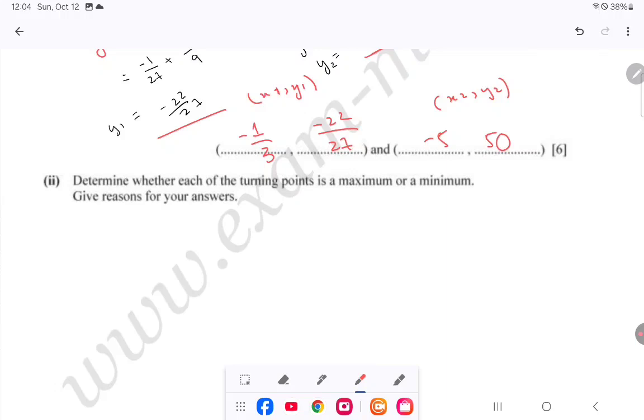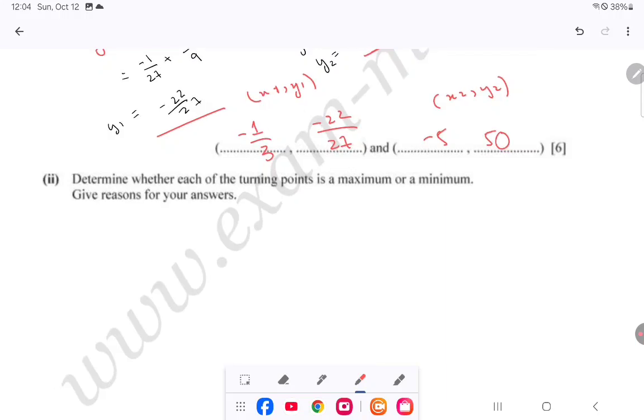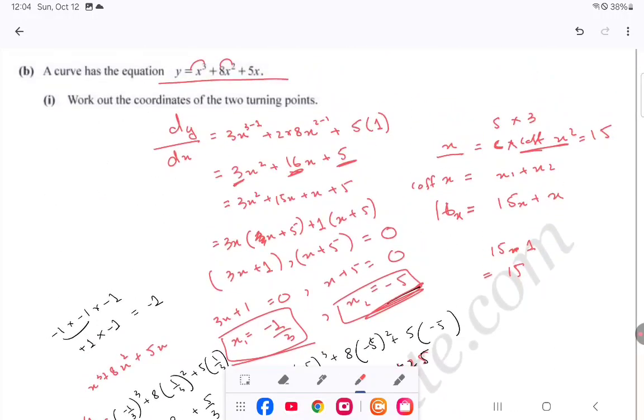Now determine whether each of the turning points is a maximum or minimum. Give reason for your answer. In order to calculate the maximum or minimum, we have to use the formula of the second derivative, and then put the values of x to see whether it is greater than 0 or less than 0, which tells us if it is maximum or minimum. For that, we have to calculate the first derivative of the equation, then the second derivative. But we just calculated the first derivative right here.